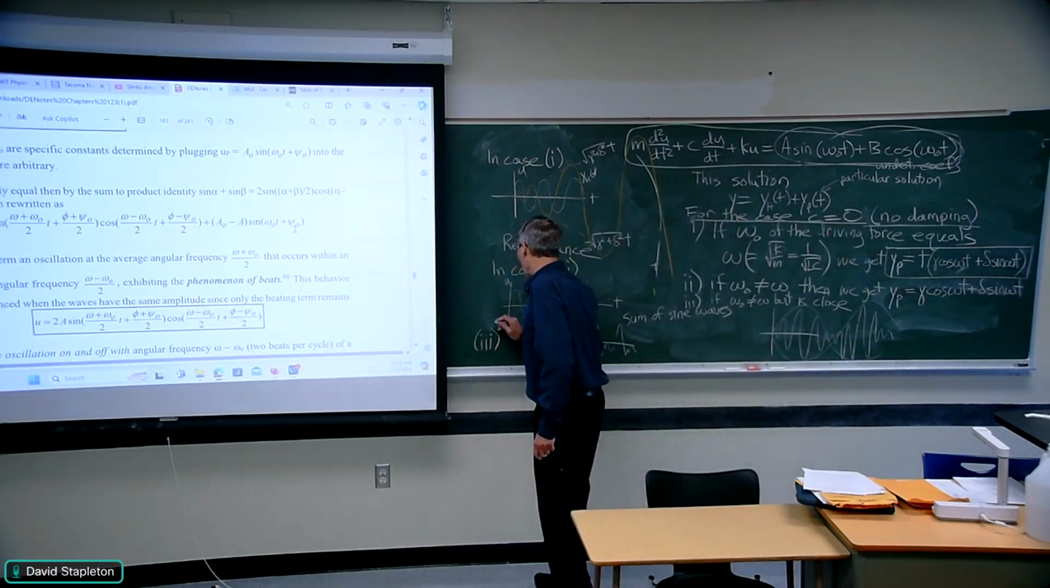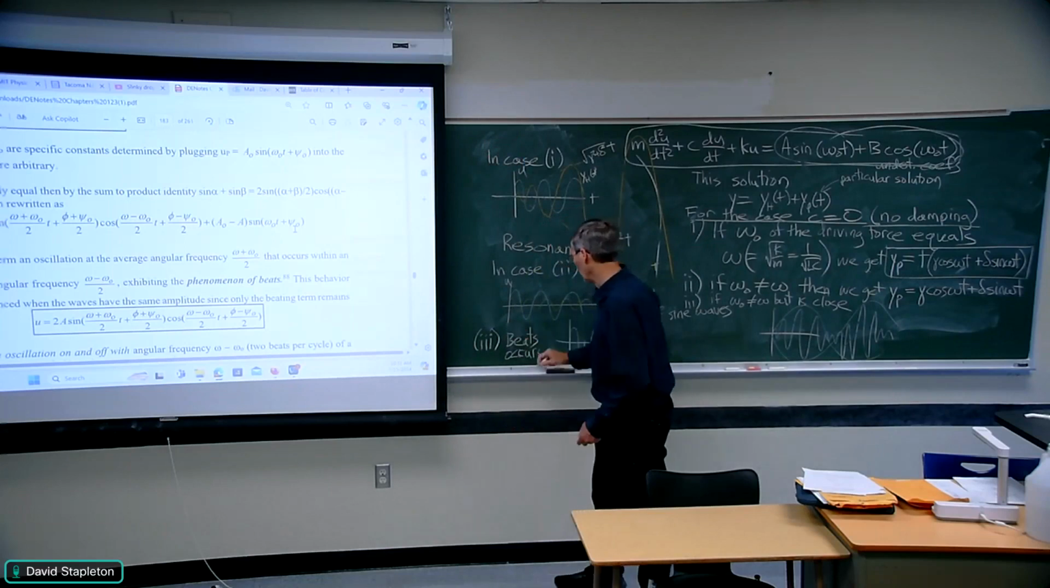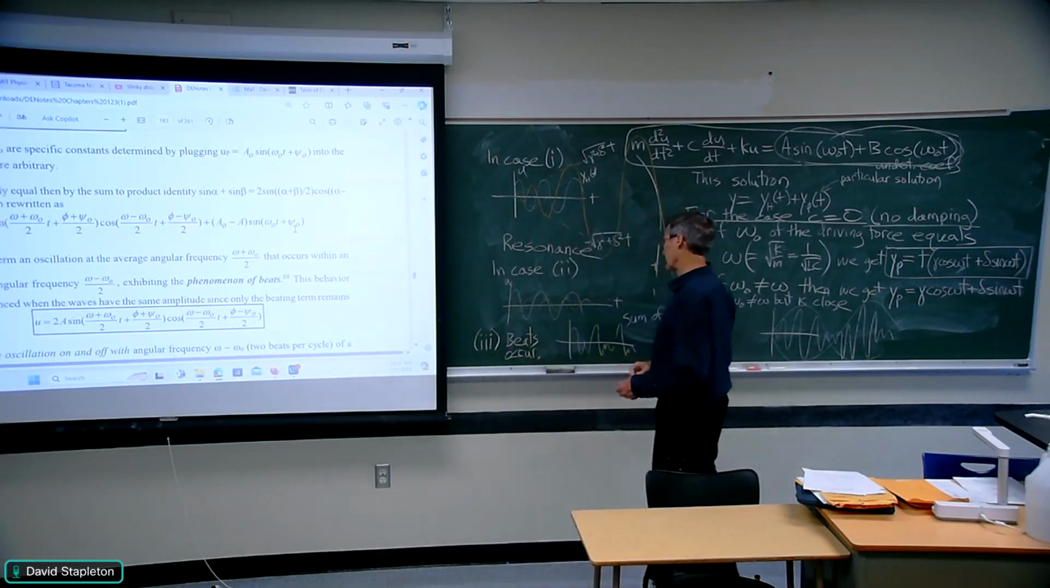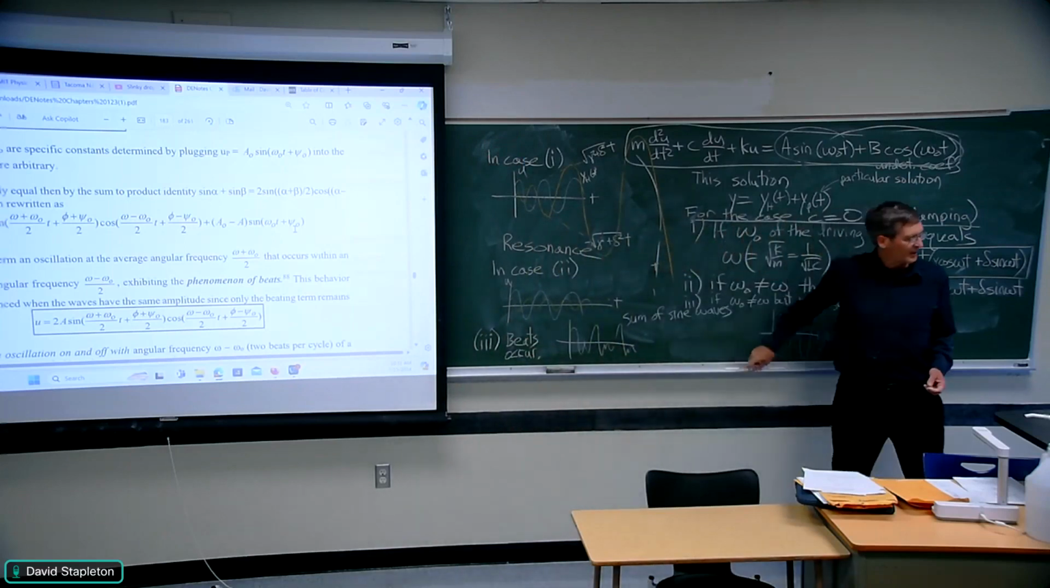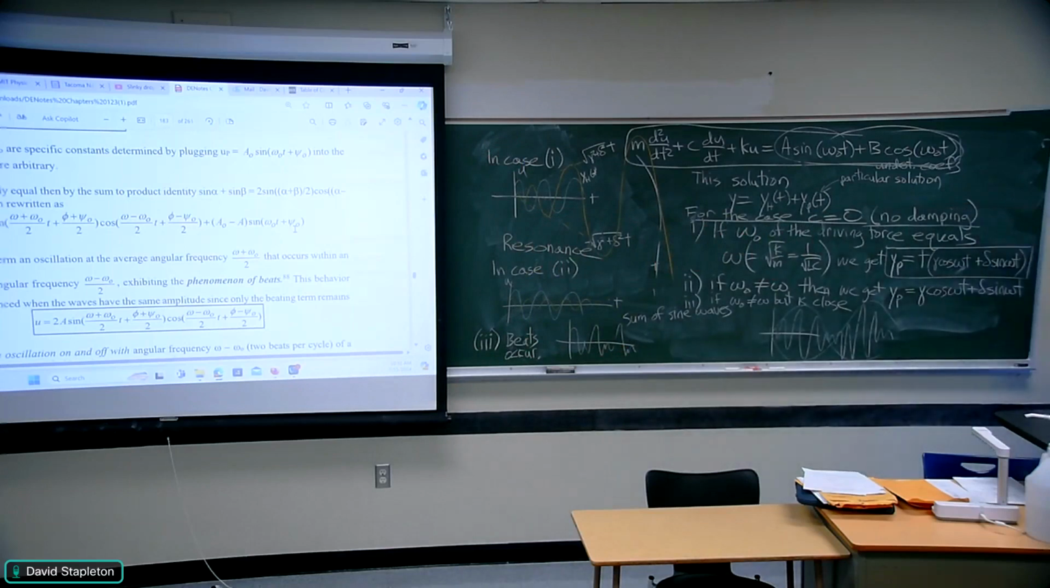If the frequencies are almost the same but not quite, it tries to build up a big oscillation going to infinity, but it can't quite. And so it starts to get loud, drops off. It starts to get loud, drops off. We can model all three of these things here.